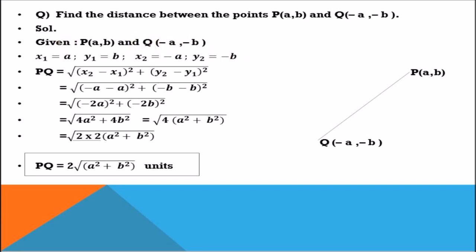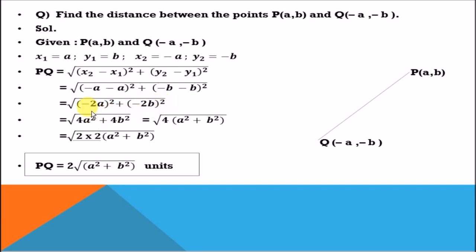The formula is still the same, root over x2 minus x1 whole square plus y2 minus y1 whole square. Now let us put the values. x2 is minus a minus x1 is a. So minus a whole square plus y2 is minus b and y1 is b. So minus b whole square. Minus minus plus, but the sign will remain minus. 1a plus 1a will give us 2a. So minus 2a whole square. Similarly, minus 1b plus minus 1b, that is minus 2b whole square.